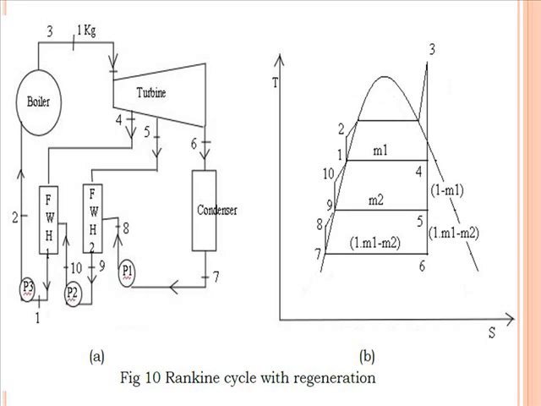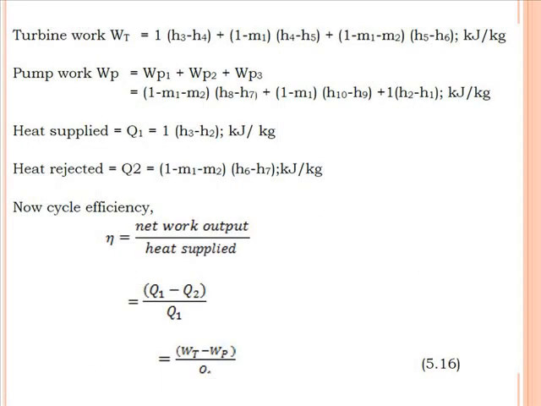The same thing is mentioned in the TS diagram also. So now we will go for analysis of this part. The turbine work available is divided in 3 parts. First, 1 kg of steam is expanded, that is 1 into (H3 minus H4).